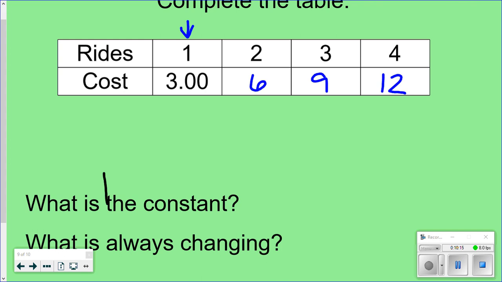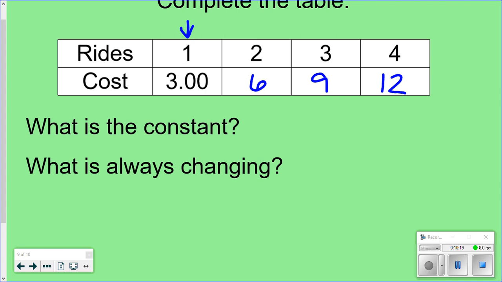I was just going to move this up a little bit so you guys could see it a little better. So what's the constant? What's consistently happening? Well, it's always going up by $3 per ride. That's my consistent thing. Why is it always changing? Well, it's always changing because my rides are changing too. So if my rides go up, so does my cost. That's pretty simple. Now let's say they ask you to write an equation. What would the equation be?